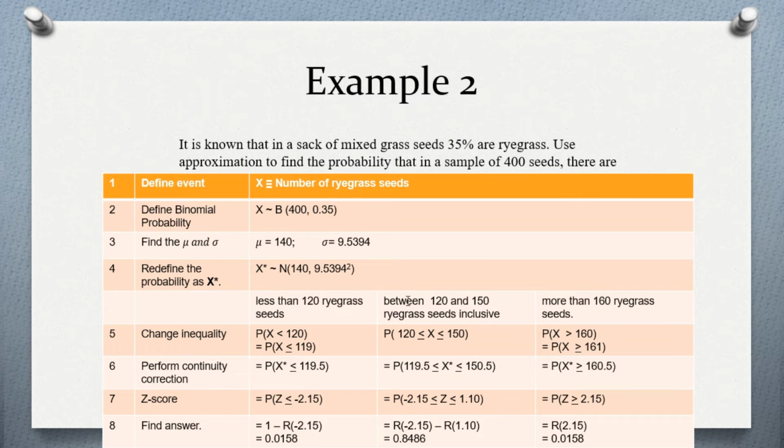Okay? Okay, now what about this? Between 120 and 150 ryegrass seeds inclusive. Inclusive tells you 120 and 150 is already included in whatever it is that you are calculating.